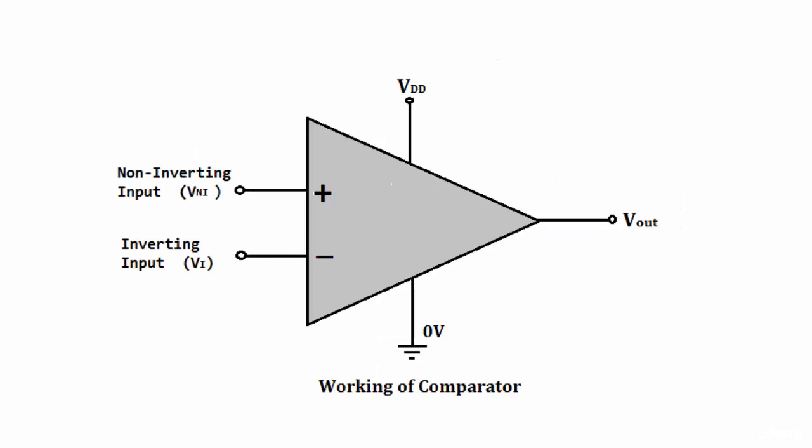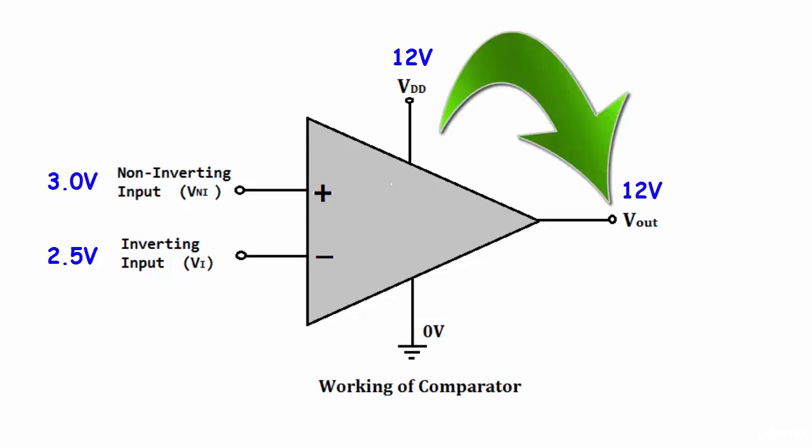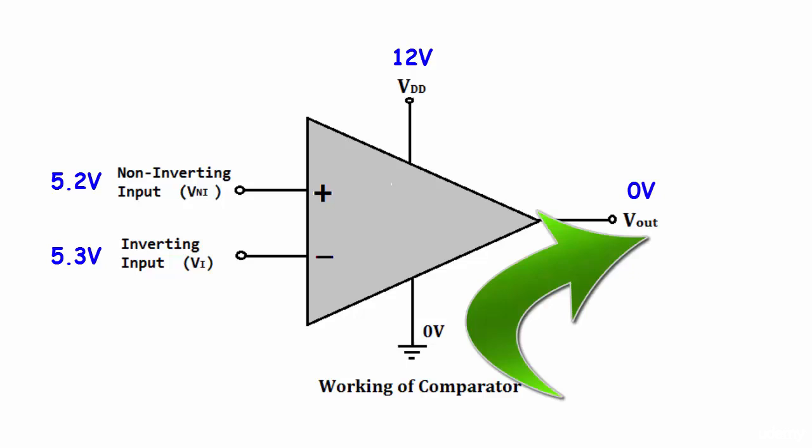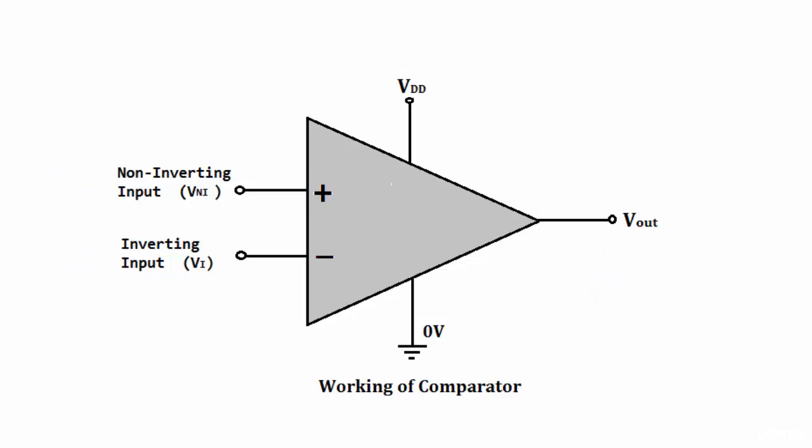If the voltage at inverting input is 2.5 volt and non-inverting input is 3 volt, then output will be plus 10 volt, which is my supply voltage. If the voltage at non-inverting input is 5.2 volt and at inverting input it is 5.3 volt, then the output will be low, which is equal to 0 volt. So this is how a comparator works.